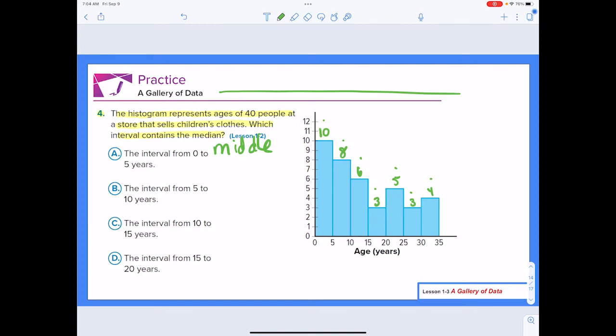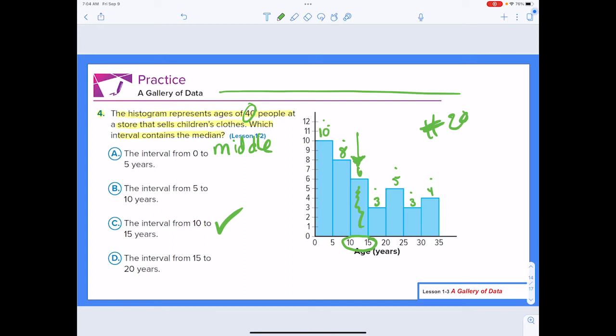So I want to find my data is going to be, where is person number 20 at? So we have 10, and then we have 8, 18, and then somewhere in this chunk right here is where my middle person is going to be. The middle person is going to be somewhere at about person number 20 if I put them in a row, and they're going to be somewhere in this group. So we're going to say that our median is going to be between 10 and 15 years. That's our middle point right there.